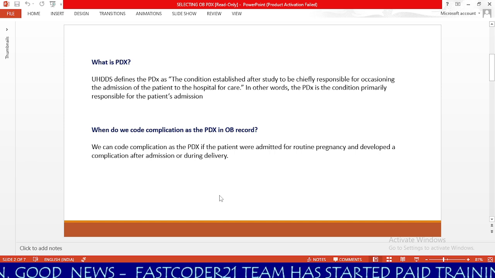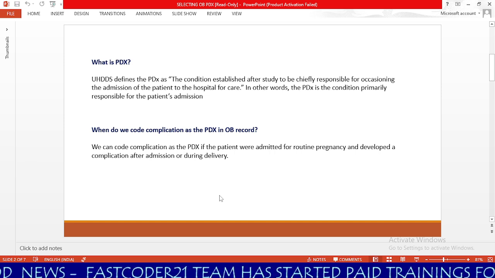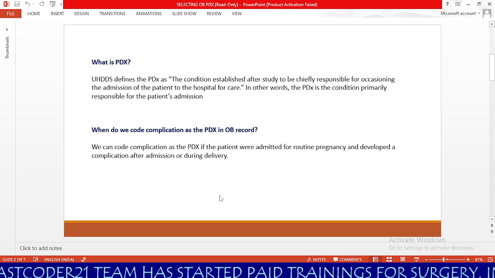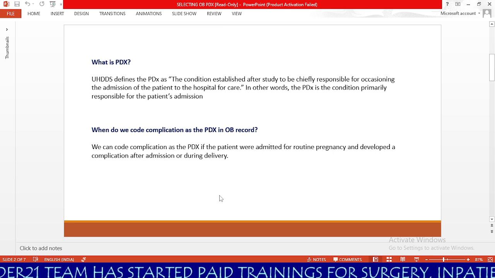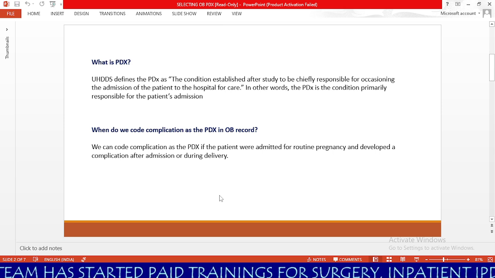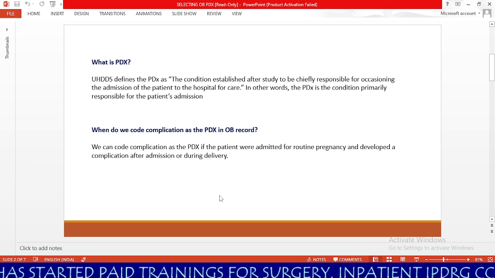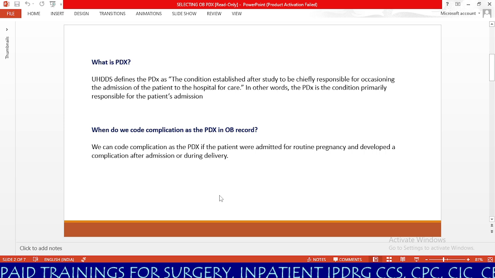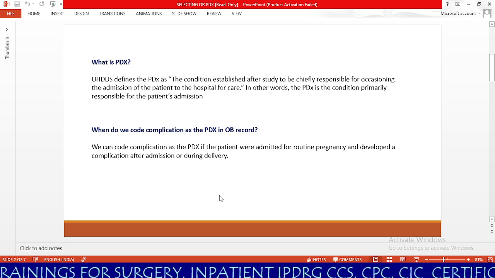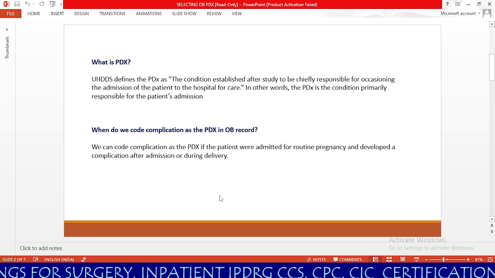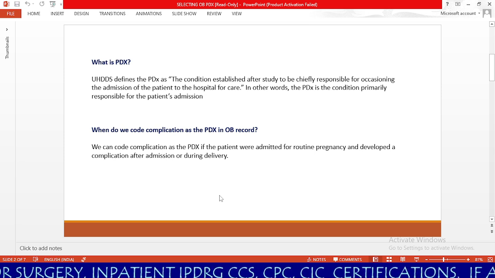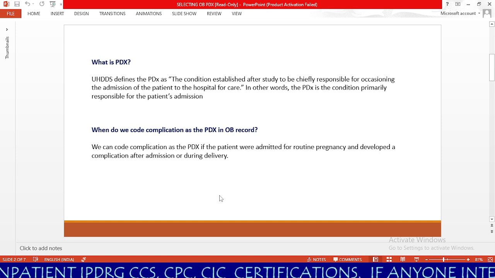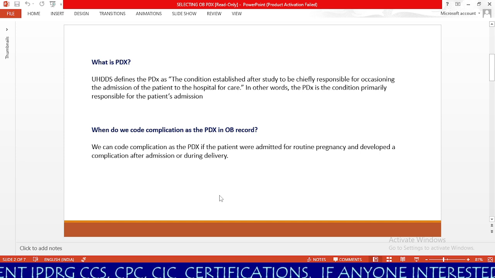Next, as our topic is selecting PDX in OB records, we need to know when we code a complication as the PDX in an OB record. We can code a complication as the PDX if the patient was admitted for routine pregnancy and developed a complication after admission or during delivery. So basically, the patient is admitted for routine pregnancy, and afterwards, if the patient develops any complication after admission or during delivery, we need to consider the complication as the PDX.